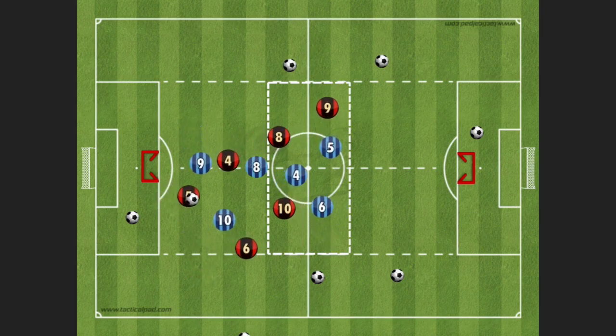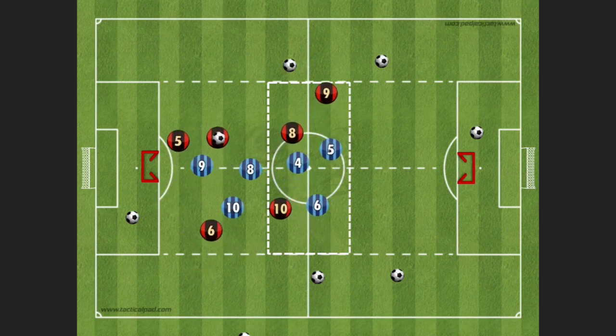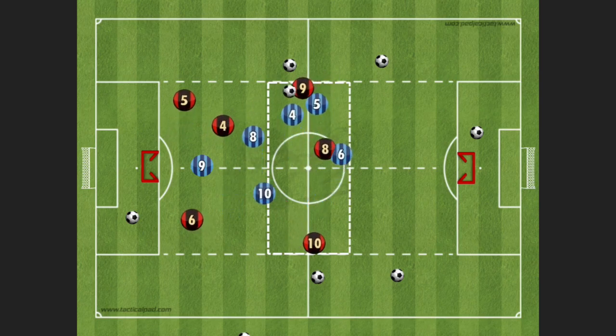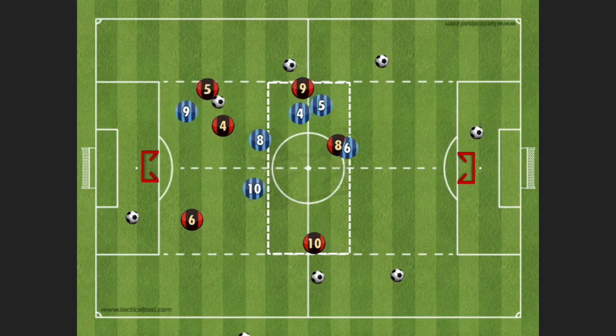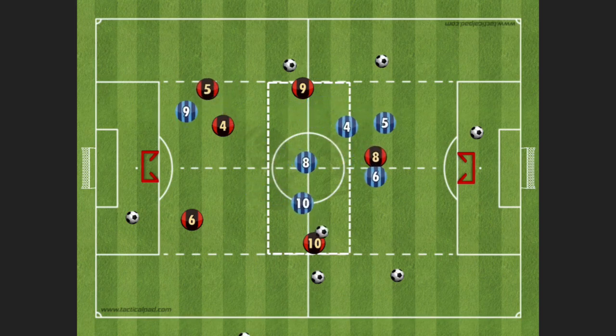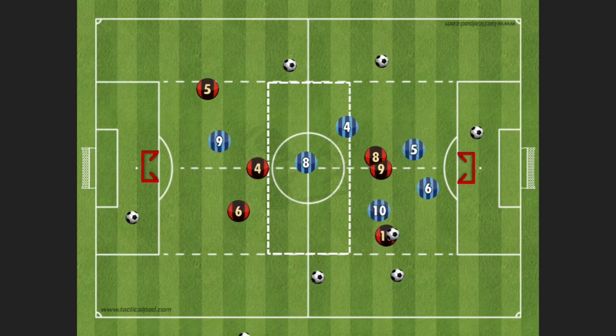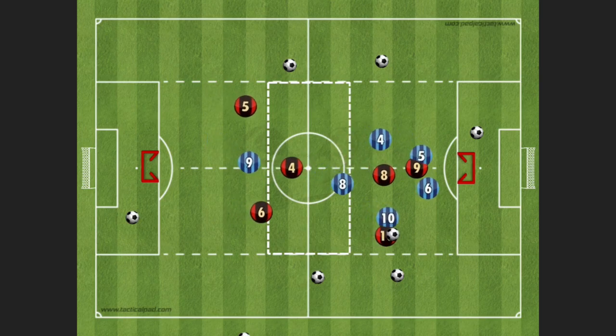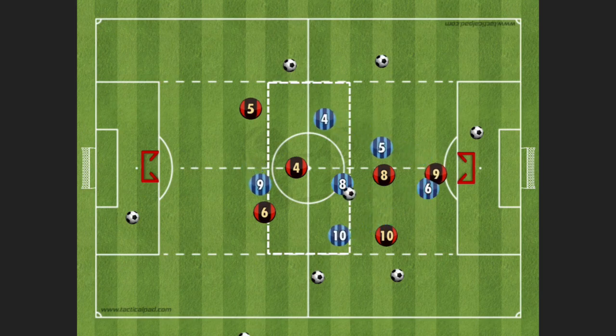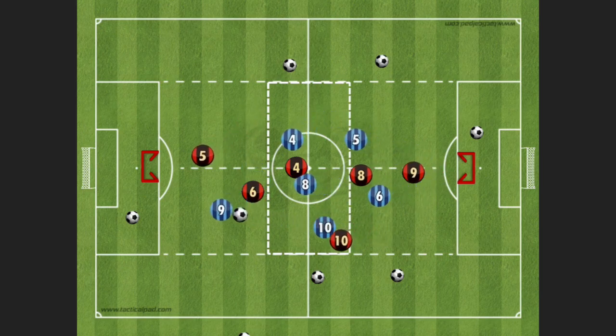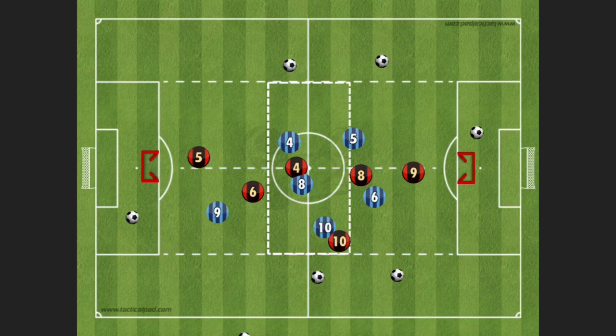This is a 6v6 game, and the attacking unit play 2-3-1 and the midfield unit team play 1-3-2. The practice starts with the red 5 and 6 playing a square pass to each other, and this triggers movements in their players to create space and passing lines. If the midfield unit win it, they must counter-attack and score in the central goal.